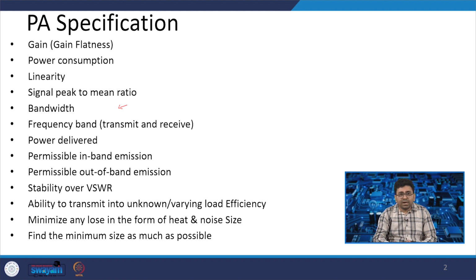Another important parameter is the permissible in band emission and permissible out of band emission, because we have a power amplifier which is going to transmit the signal in the band. However, some of the frequency components of other harmonics will also generate out of band emission. So, that is also important, how much power is permissible in the band or out of band, that we should know prior to the design of the power amplifier.